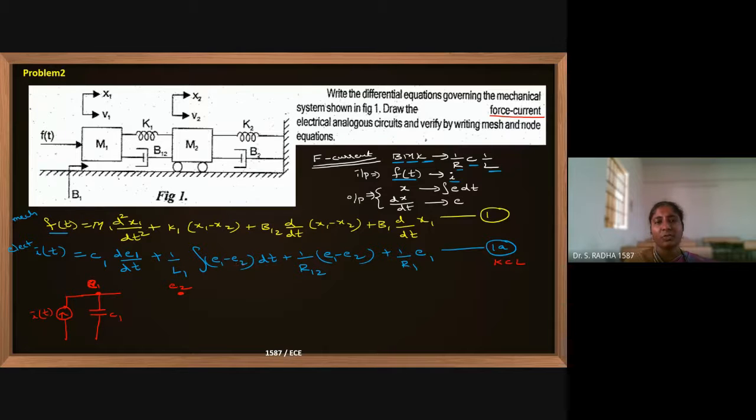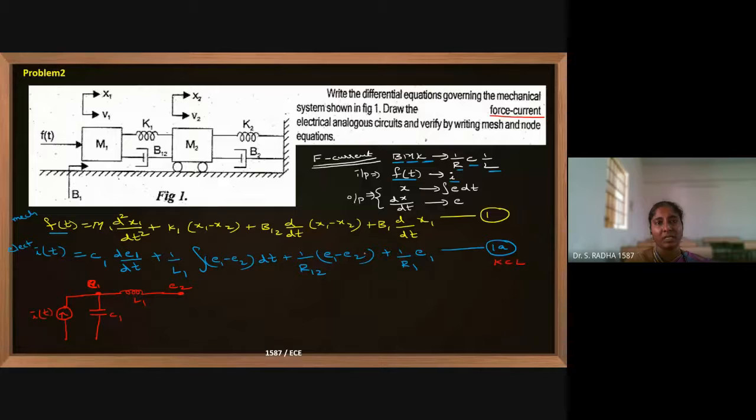And then the next term, 1 by L1 integration of E1 minus E2. E1 minus E2 means this L1 is present between the voltages, so I will draw L1 here. When I write the current equation, it will be 1 by L1 integration of E1 minus E2. Then 1 by R12, that is also present between E1 and E2.